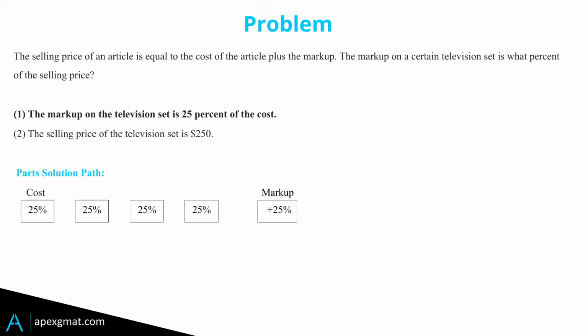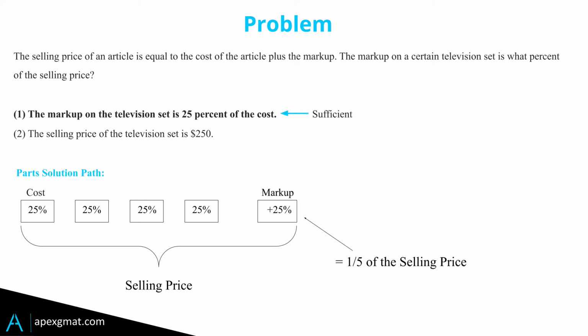Number one gives us, in percentage terms, the markup compared to the cost. And so here, we can see it as 25% more. And this is where it ties into that second version of the algebraic one we just looked at. The cost we can break up into 4 parts of 25%, so that when we add the markup, that's a 5th part. Therefore, the markup comprises 1/5 or 20% of the selling price.